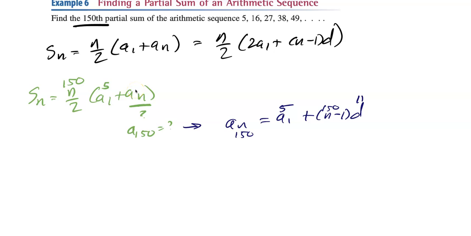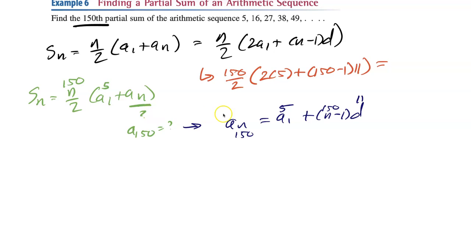If you want, you can just use this formula. This is where this formula is good, when you don't have the last term. So this formula is mostly the same, right? 150 over 2 times 2 times the first term, so 2 times 5, plus n, which is 150, minus 1 times the common difference, 11. So it's all done all at once. So either way is fine. If you prefer this, go ahead and do this.